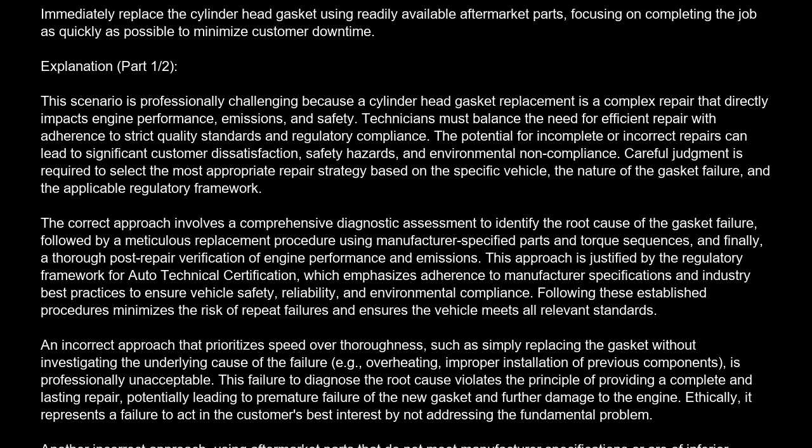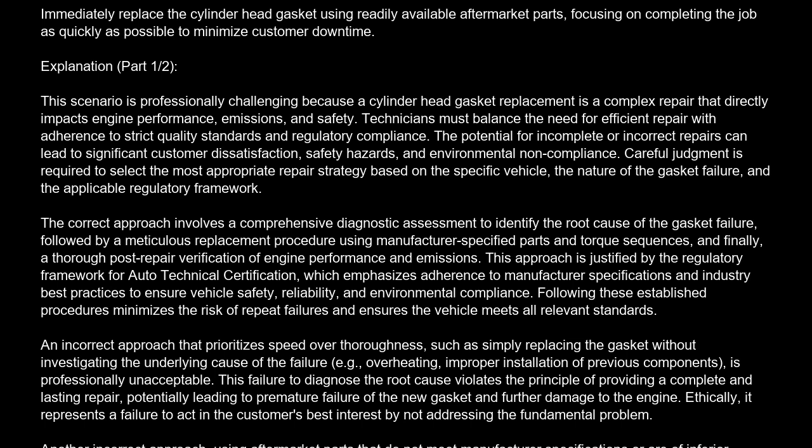performance, emissions, and safety. Technicians must balance the need for efficient repair with adherence to strict quality standards and regulatory compliance. The potential for incomplete or incorrect repairs can lead to significant customer dissatisfaction, safety hazards, and environmental noncompliance. Careful judgment is required to select the most appropriate repair strategy based on the specific vehicle, the nature of the gasket failure, and the applicable regulatory framework.